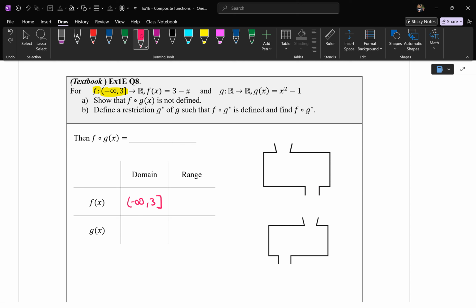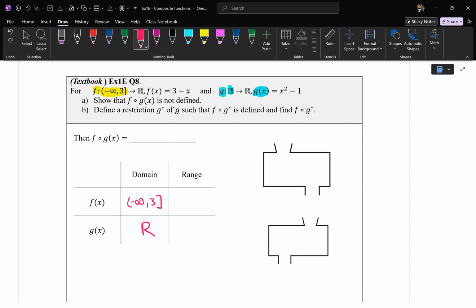So I know the domain is negative infinity to 3 inclusive. The second function, g, is x squared minus 1, so it's a quadratic graph, and the domain can be any number, so there are no restrictions on it. So this is R, great. Now this is what I meant about whether you can sketch or not. If you can't yet, use your calculator to picture it, but eventually you have to be able to sketch all these graphs without using a calculator.